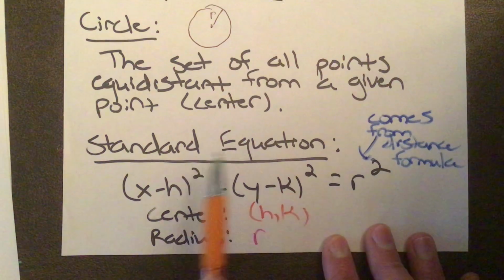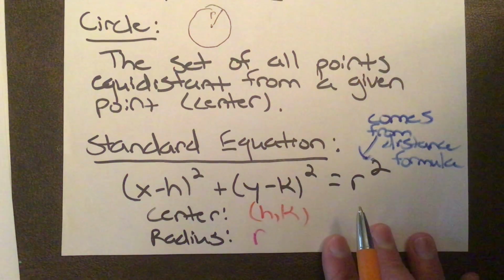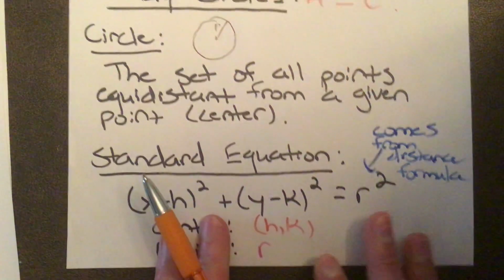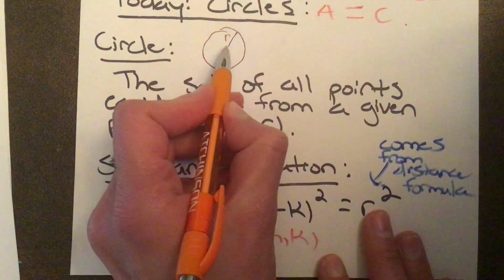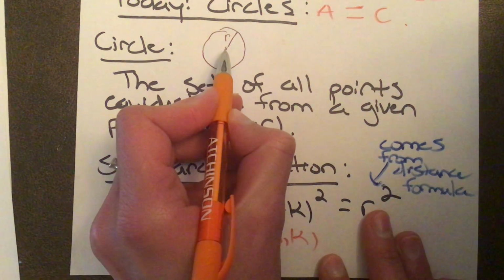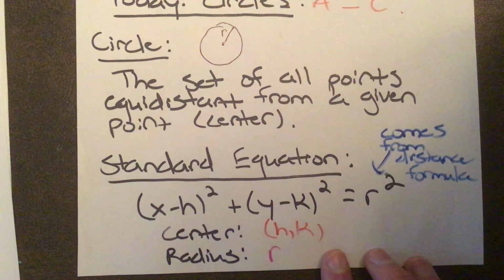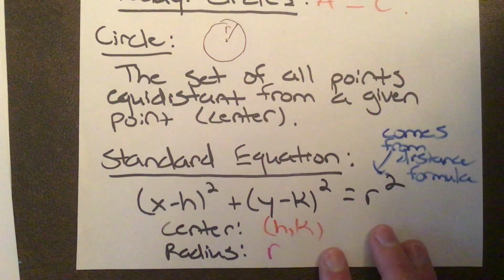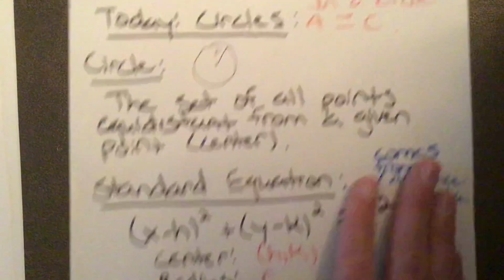If this looks familiar, guess where this comes from? This comes from the distance formula or the Pythagorean theorem. It kind of goes back to the unit circle, making triangles: this distance squared plus this distance squared equals the radius squared. Just for what it's worth, that's where the formula comes from. So that's what the equation looks like. First we're going to start by doing a few examples, where we're given an equation and identifying the features.